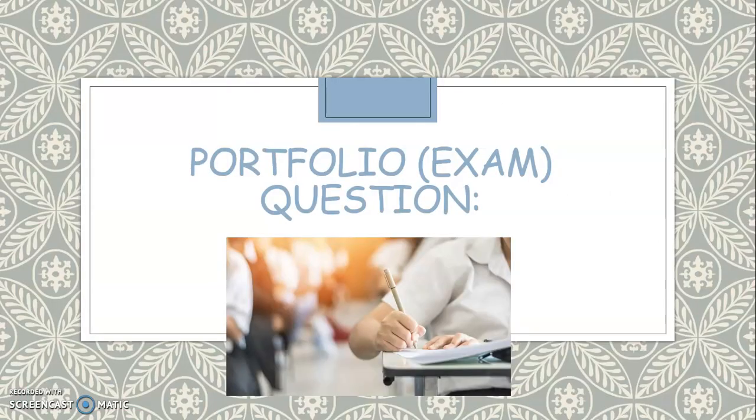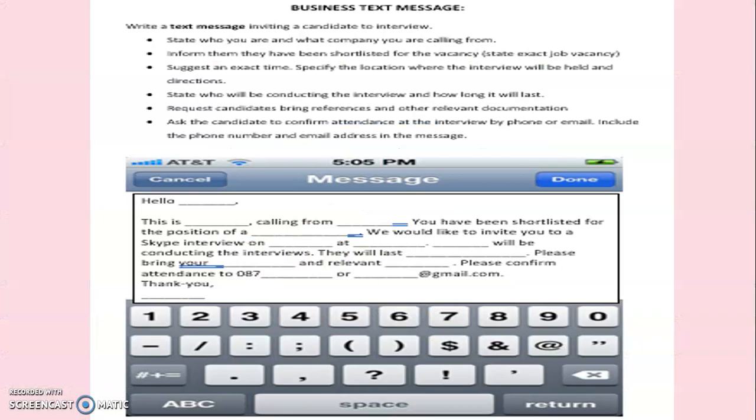So this brings us on to the portfolio or the exam question. Write a text message inviting a candidate to interview. So state who you are and what company you are calling from. Inform them they have been shortlisted for the vacancy. Suggest a time. Specify the location. State who will be conducting the interview. Request candidates bring references and other documents. And ask the candidates to confirm attendance at the interview by phone or by email.